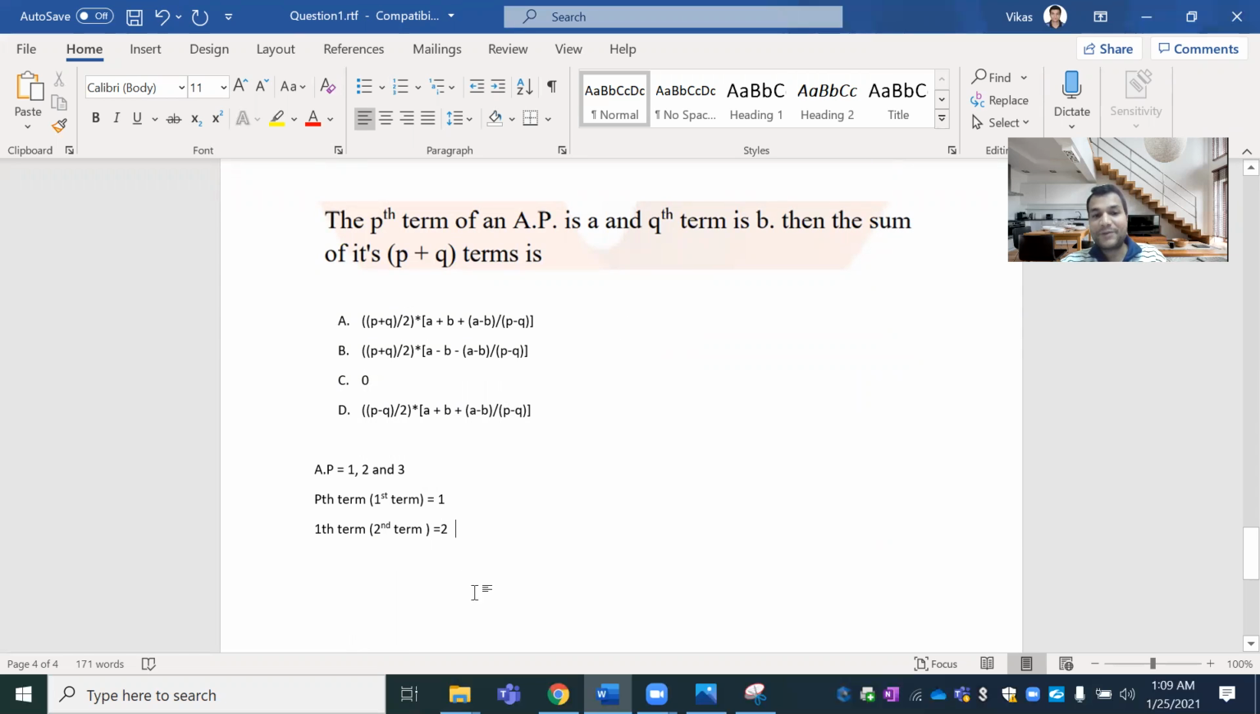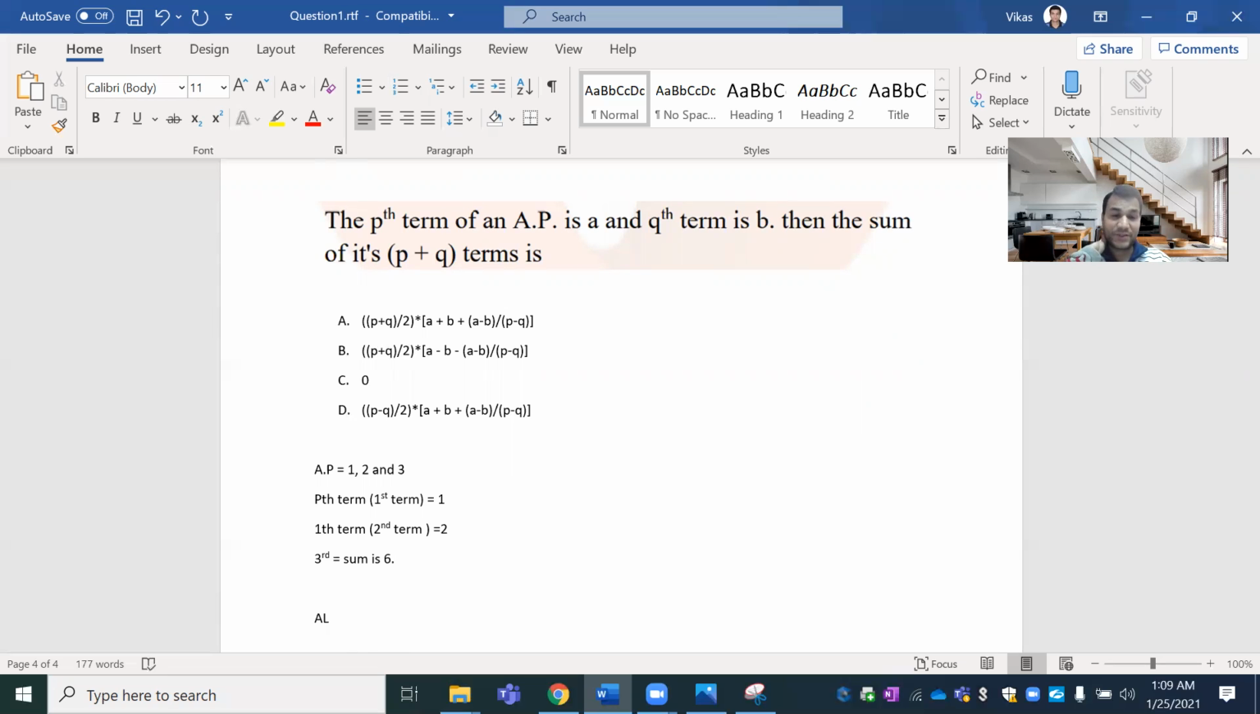Then the sum of P plus Q terms is, right? So what is the sum of P plus Q, P plus 2? It means the third term, right? 1 plus 2 is equal to 3. The third term, what is the sum? The sum is 1 plus 2 plus 3. It means our answer is the sum is equal to 6. We got an answer. Now we just need to fit these values into these answers, right?